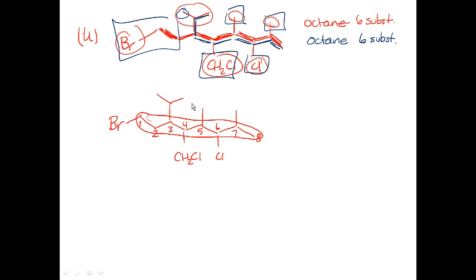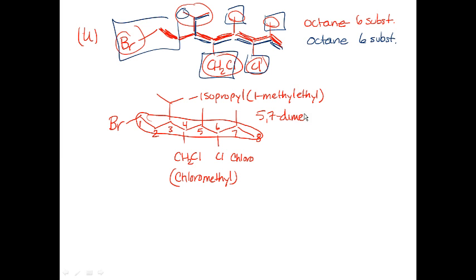What do I have? I've got either an isopropyl or a 1-methyl ethyl, either one. Down here I've got a bromine attached to carbon 1. This is a chloromethyl group. And then I got a chloro group. And I got 2 methyls. So I got a 5,7 dimethyl. Great. So now let's put the name to this molecule.